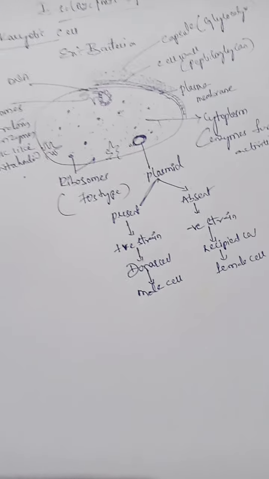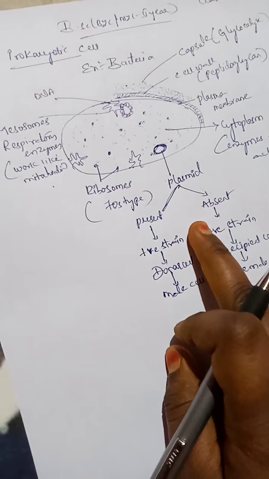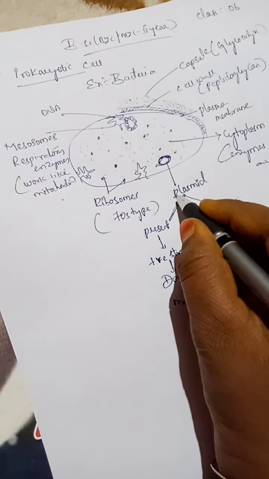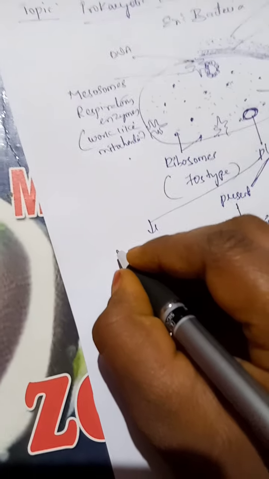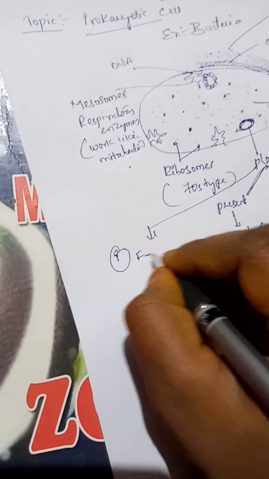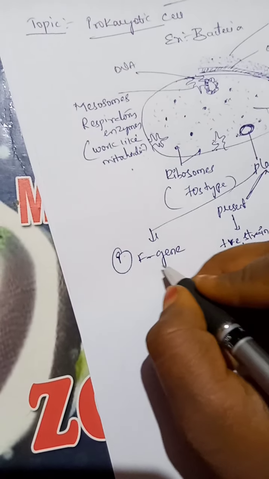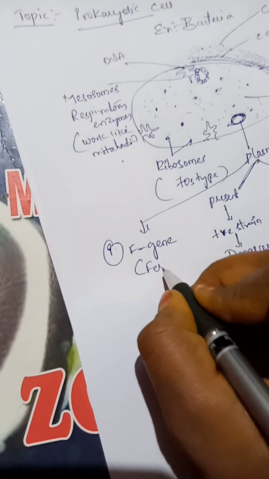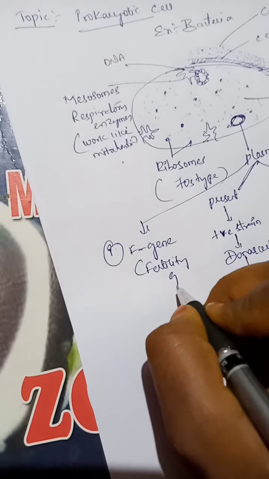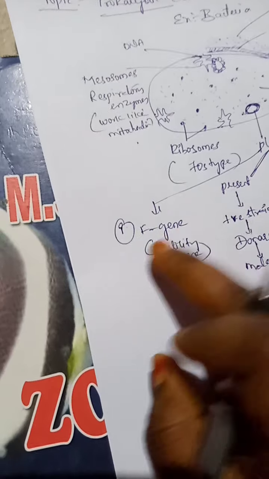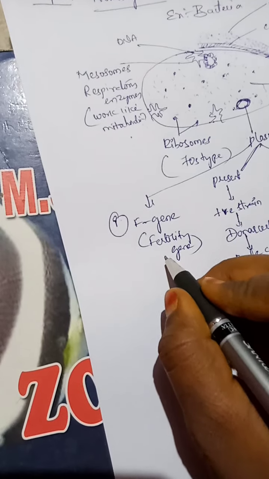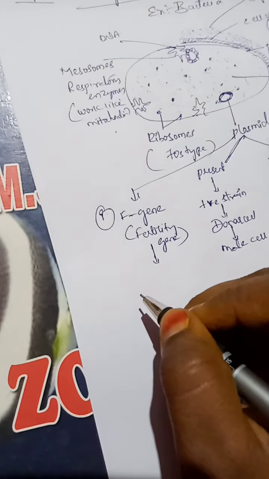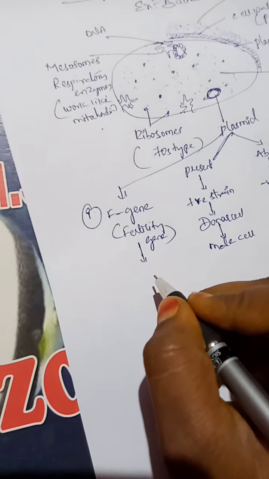Now I am going to discuss the plasmid. Okay, so here, girls, the plasmid has three important genes. First, the F gene, which is also called the fertility gene. The first gene present on the plasmid is the F gene. What will this fertility gene help in? It will help in the formation of sex pili.